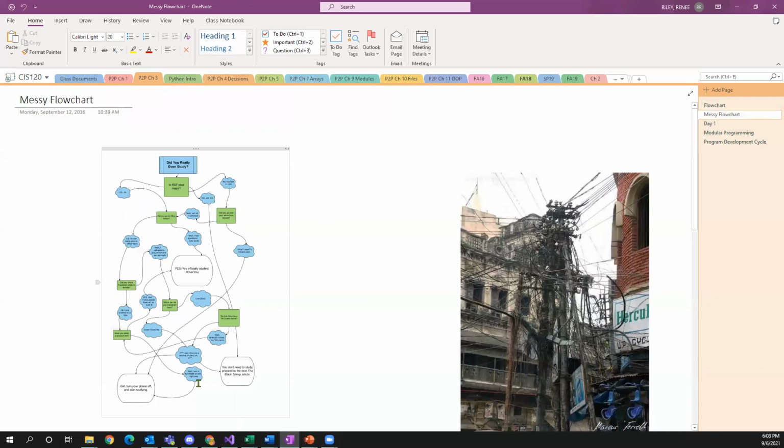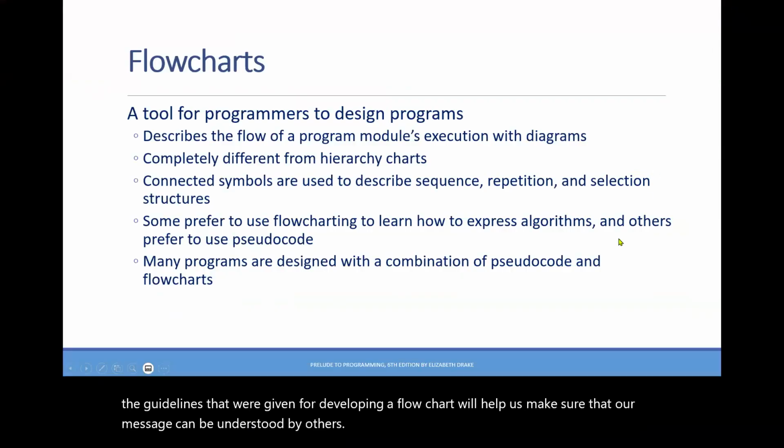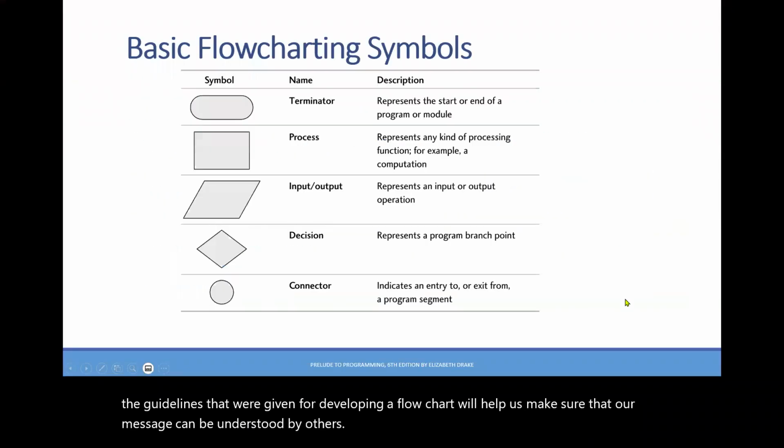Yuck. Look at this. We have lines going everywhere and arrows going everywhere. It's kind of like this wiring job here. Well, when we look at this, we see that using the rules and following the guidelines that we're given for developing a flowchart will help us make sure that our message can be understood by others.